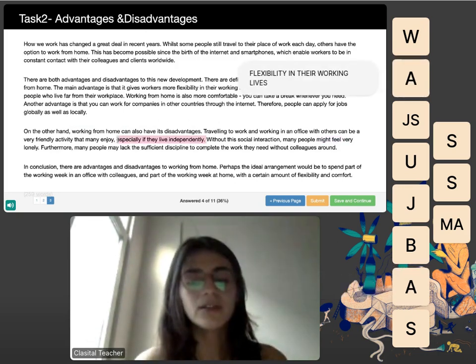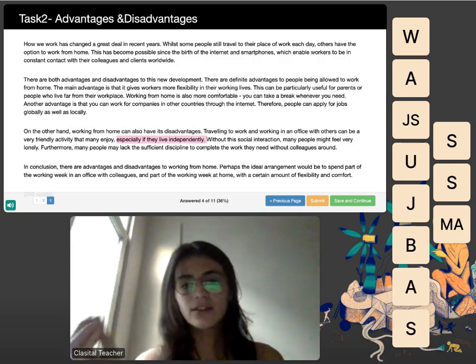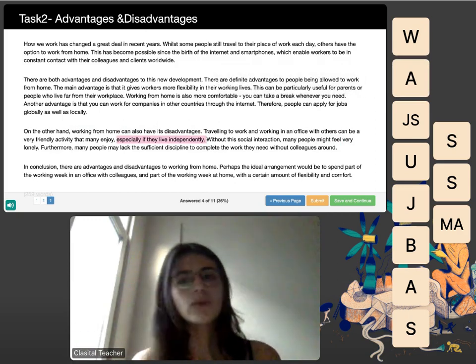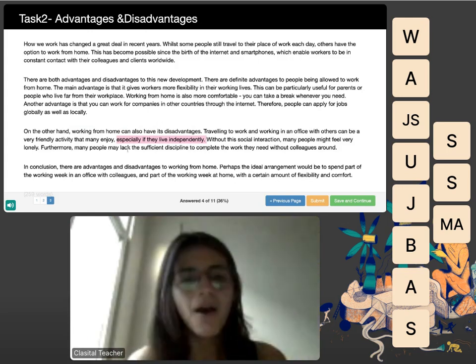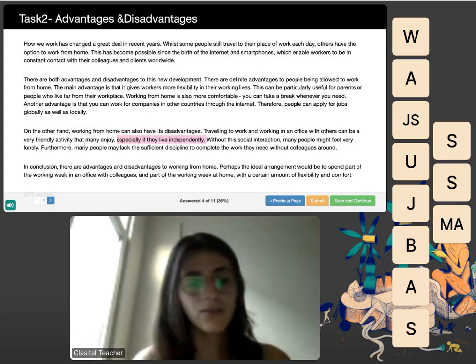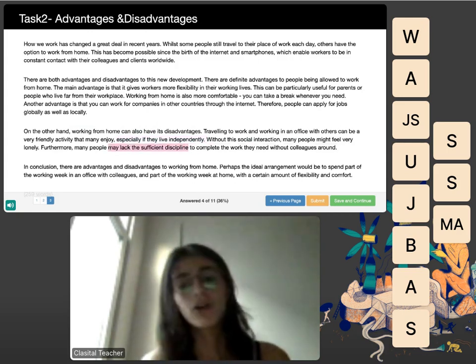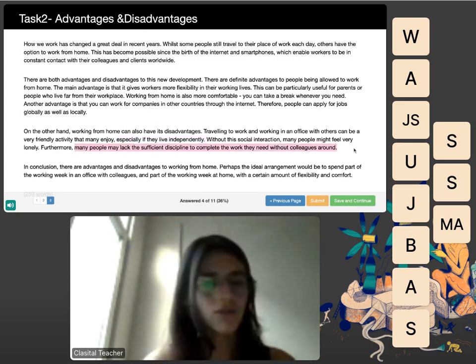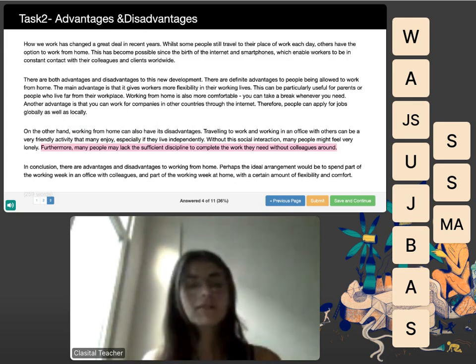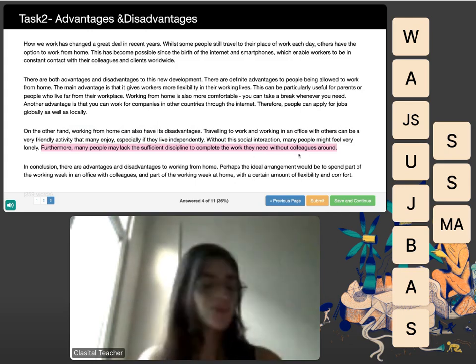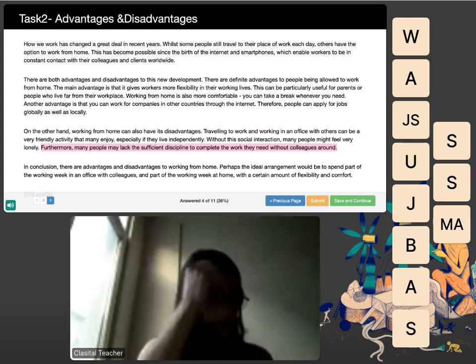So this one is pretty good because it connects the two sentences with a clause, which I think this person has not done before. I think this is a really good sentence, may lack the sufficient discipline to complete the working. I think this sentence overall is really good, by the way, because it has modals, synonyms, paraphrasing, relative clauses, an if clause here, like without. I think this is really good.